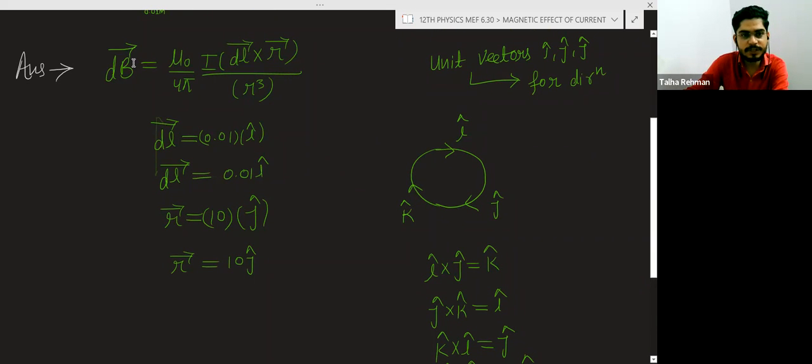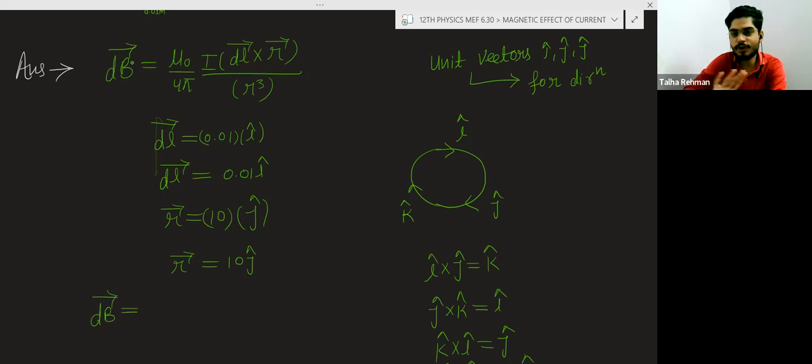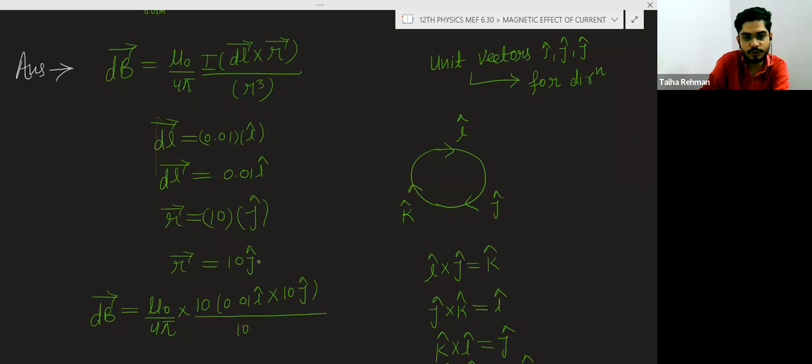Now put all the values in this formula. I am not using the right hand thumb rule here for calculating the direction, but this formula will tell you the direction. Mu naught divided by 4 pi, put the value of current, which is given as 10, and dL vector 0.01 i cap, cross R vector. R vector is 10 j, and R cube is 10 cube.